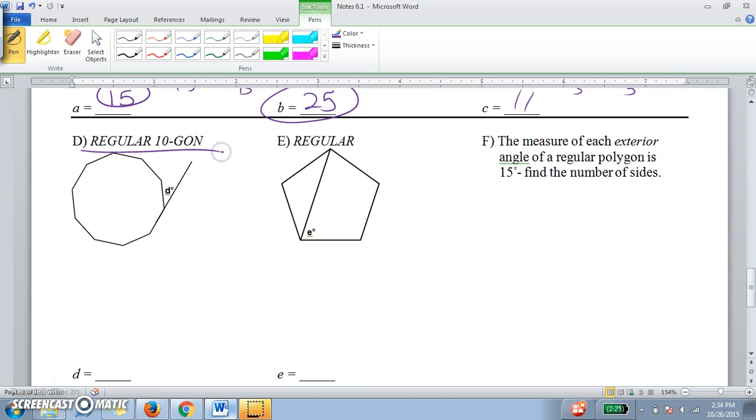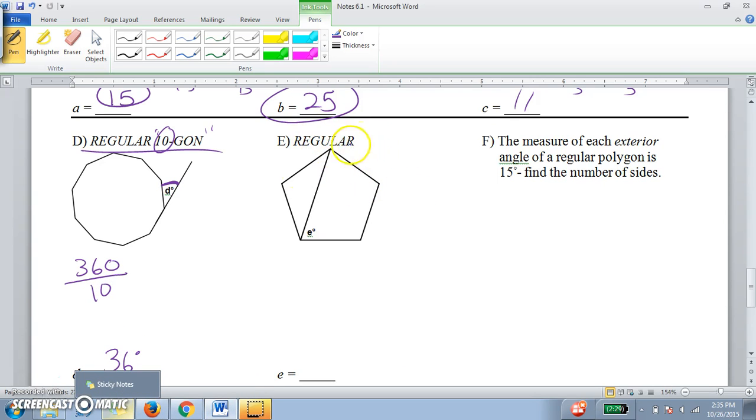All right, this shape is a regular 10-gon. That's really called a decagon, but this just means it has 10 sides. So if this is regular and all of the exterior angles add up to 360, if I'm only finding one exterior angle, I just divide by 10. So D has to be 36.